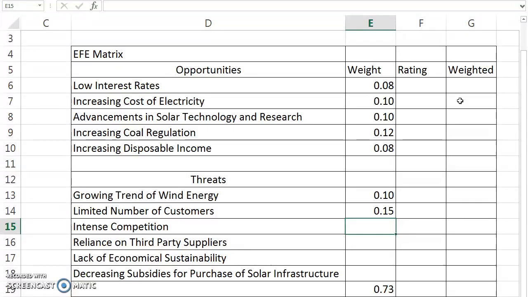There aren't a whole lot of competitors, but each one is pretty large, and therefore they're going to influence what we can charge for a price and where the reach is. Maybe I'll give that one a 0.12.